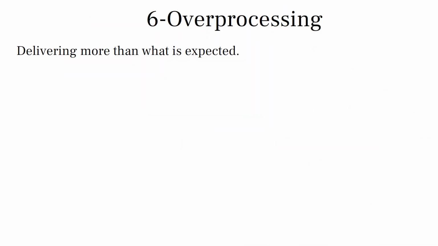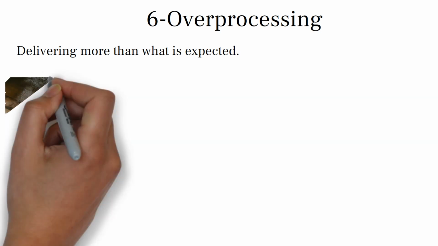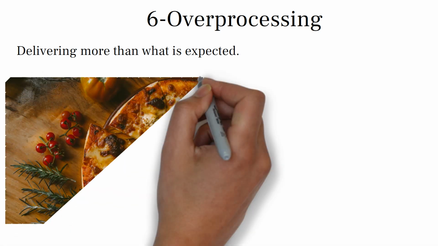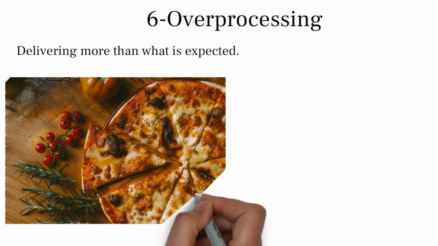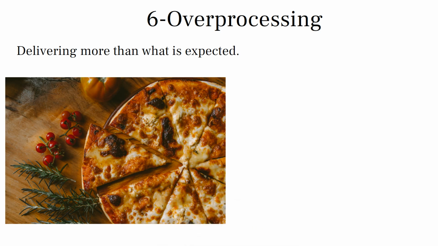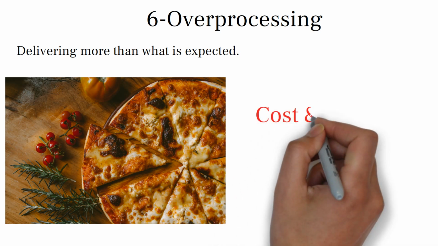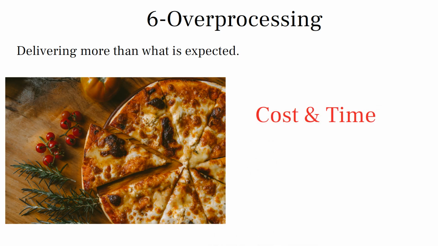Overprocessing, delivering more than what is expected by the customer. Think about a restaurant adding extra toppings to a dish that customers didn't ask for. This extra effort and ingredients don't make the meal any better, but they do increase cost and preparation time unnecessarily. So this is a waste of time and money both. By focusing on meeting customer preferences without going overboard, the restaurant can save time and resources while still providing a satisfying experience.